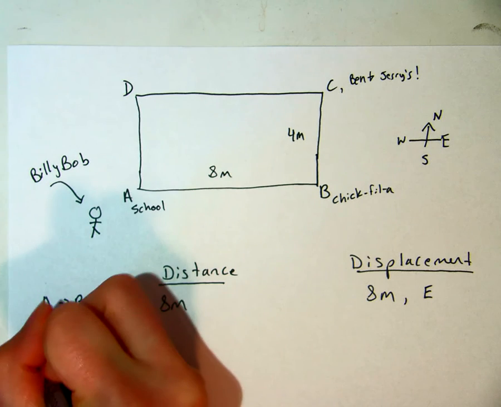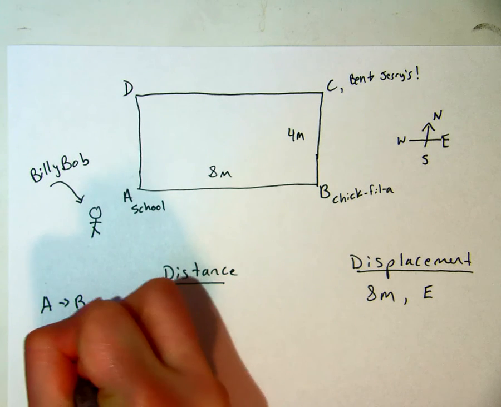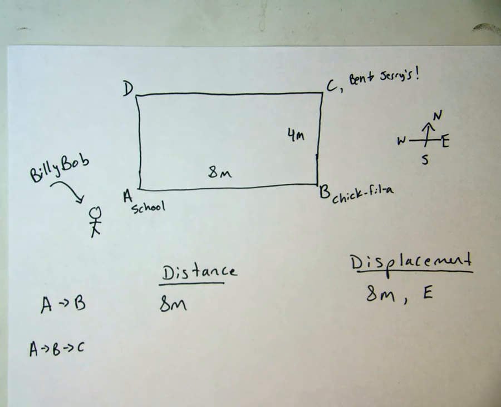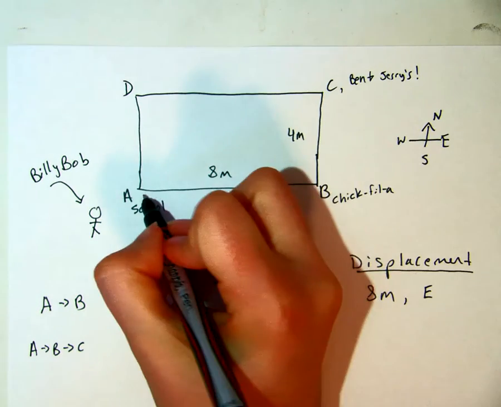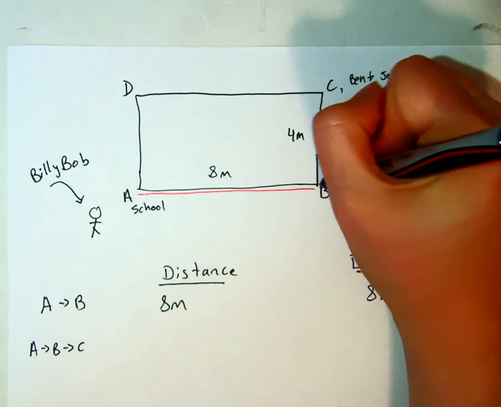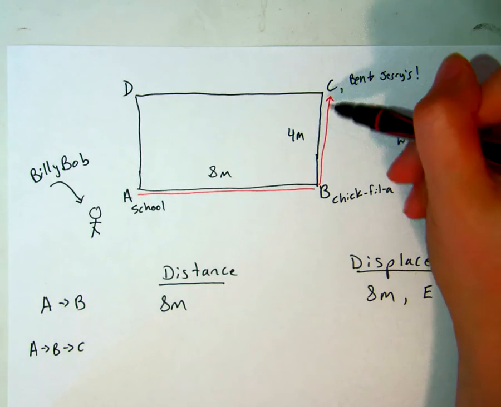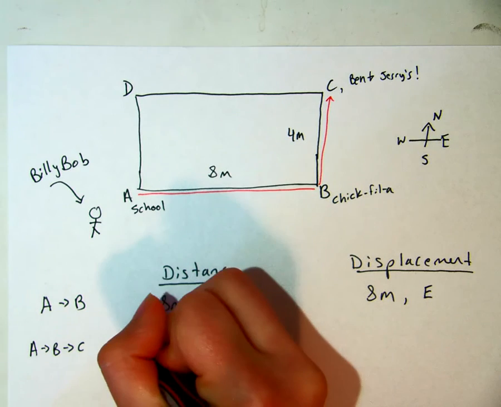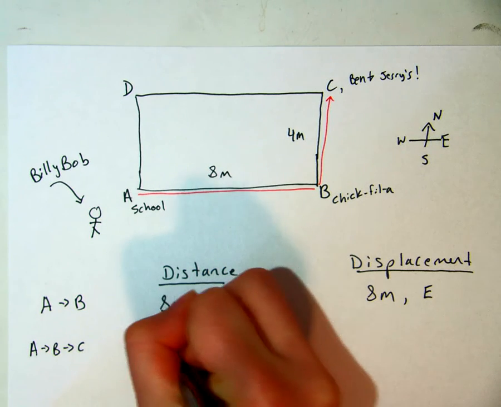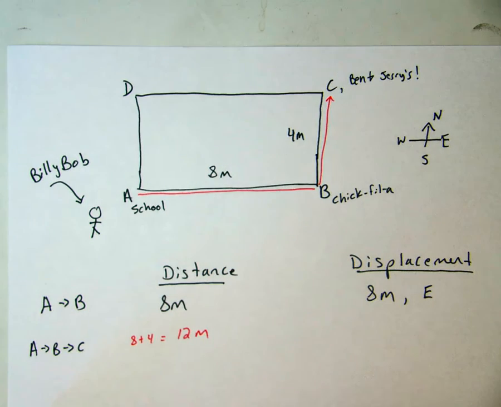So that would take us from A to B all the way to C. Well, now this path is going to look slightly different. So let me use a different color here. So we're going to go from A to B and then to C. How far has he traveled now? Well, his distance, that would be 8 meters plus 4 meters. So 8 plus 4 would be 12 meters. Now, what about his displacement?